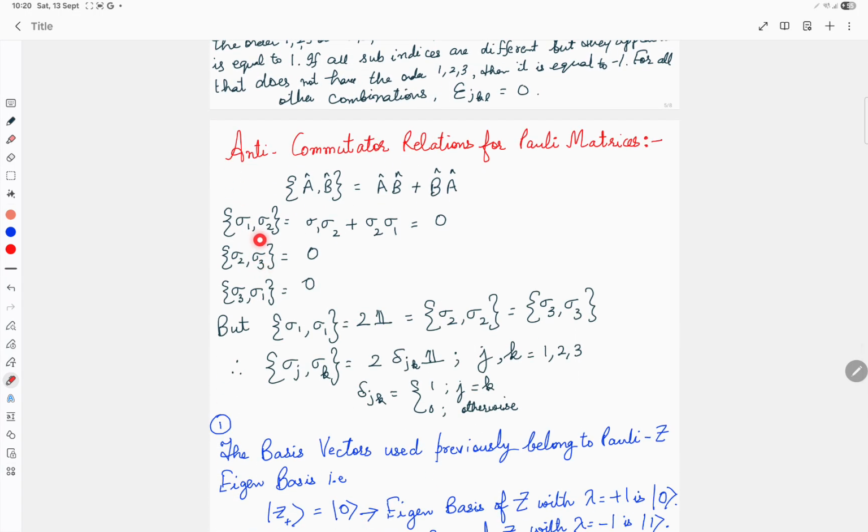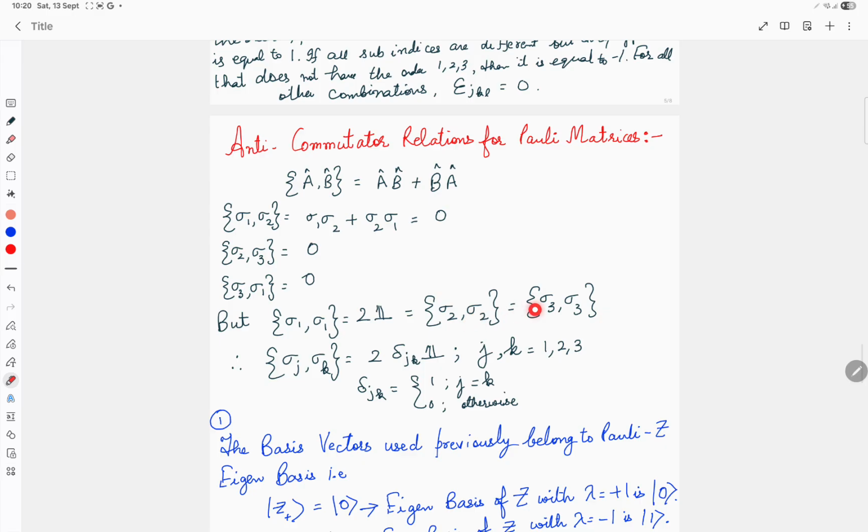If we try to find the anti-commutator between sigma 1, sigma 2, it will be equal to 0. Sigma 2, sigma 3 equal to 0. Sigma 3, sigma 1 will also be equal to 0. But if we find the anti-commutator between the same operators, like sigma 1, sigma 1, it will be equal to 2 times the identity matrix. And for sigma 2, sigma 2, and sigma 3, sigma 3, the value will also come out to be 2 times the identity matrix.